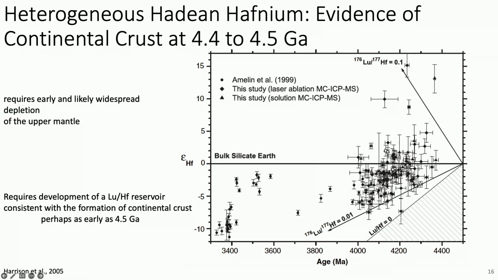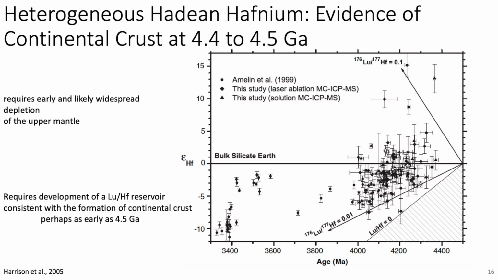In this sector here, that requires an early and likely widespread depletion in hafnium of the upper mantle, which means that partial melting had already started. And what does partial melting require? It requires water, and it starts to make continents. And when we have data points in that sector here, that requires the development of a lutetium-hafnium reservoir that's consistent with the formation of the continental crust probably as early as 4.5 billion years ago. So that's one of the oldest pieces of evidence that there was some form of crust at the surface of the Earth, which required some ocean.